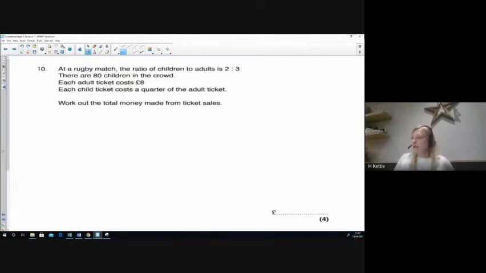Okay, at a rugby match, the ratio of children to adults is 2 to 3. There are 80 children in the crowd. Each adult ticket costs £8 and each child ticket costs a quarter of that. Work out the total money made from ticket sales. Okay, so we've got the ratio of children to adults is 2 to 3. So this is children to adults, 2 to 3. There are 80 children in the crowd.